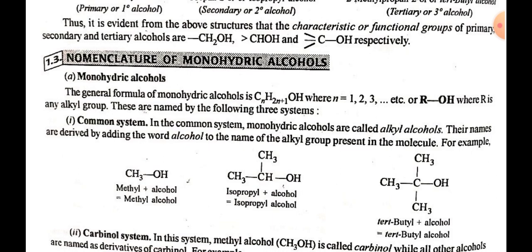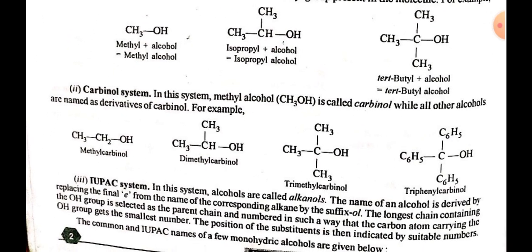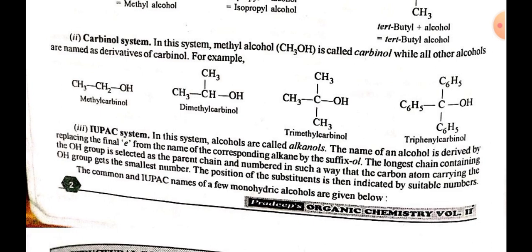These are named by the following three systems. First one is the common system. In the common system, monohydric alcohols are called alkyl alcohols. Their names are derived by adding the word alcohol to the name of the alkyl group present in the molecule. For example, methyl plus alcohol gives methyl alcohol. Isopropyl plus alcohol gives isopropyl alcohol. Tertiary butyl plus alcohol gives tertiary butyl alcohol. Second system is the carbinol system. In this system, methyl alcohol is called carbinol, while all other alcohols are named as derivatives of carbinol. For example, methyl carbinol, dimethyl carbinol, trimethyl carbinol, triphenyl carbinol.